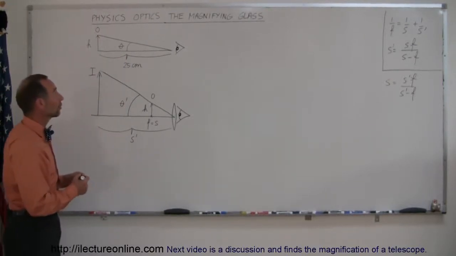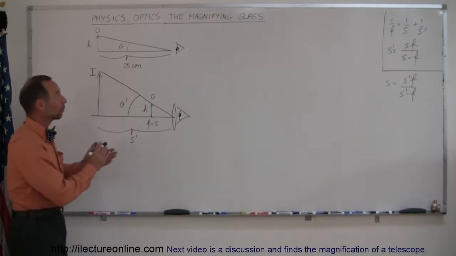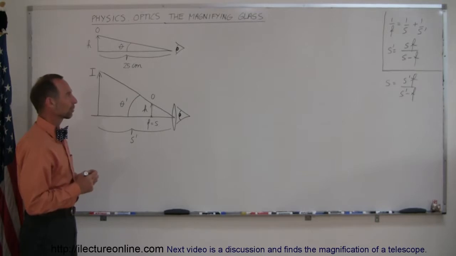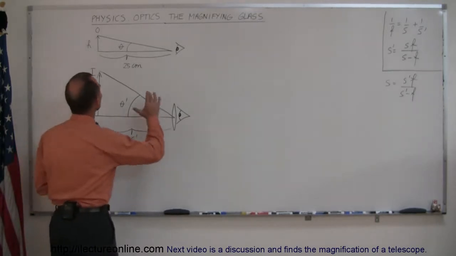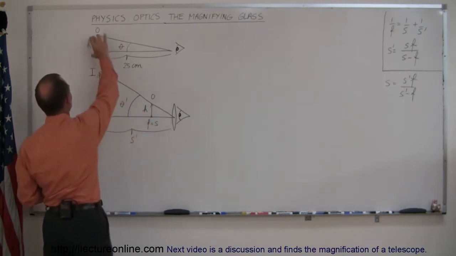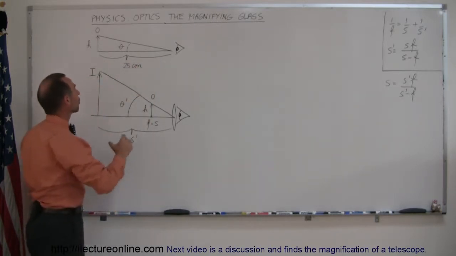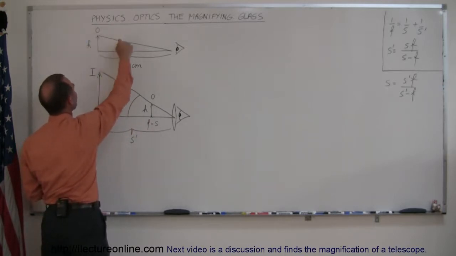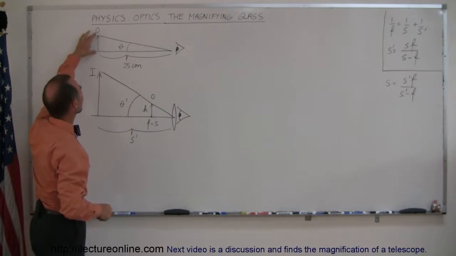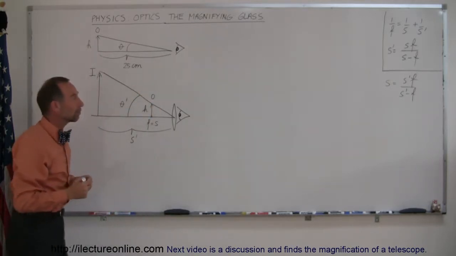And the next set of videos is going to involve looking at optical instruments, and the simplest one is the magnifying glass. Let's find out how the magnifying glass works. Here we have an object that we look at without any optical instruments. It has a height h, and we place it 25 centimeters away from the observer, and so the angular size of the object is equal to theta. Theta is the angular size, meaning it'll be a ratio of the height to the distance of that particular object.